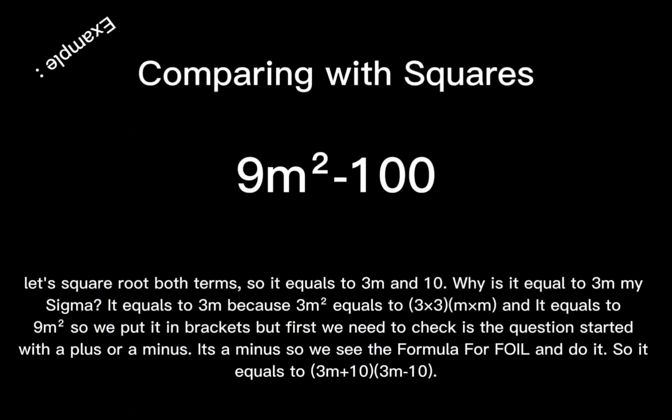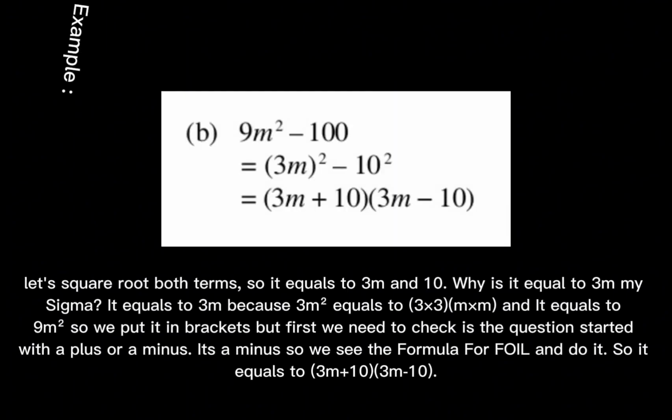Difference of squares in both terms, so let's do this question. 9m squared minus 100, so let's square root both terms. So it equals 3m and 10. Why is it equal to 3m? It equals 3m because (3m) squared is 3 times 3, m times m, which equals 9m squared, so we put it in brackets.